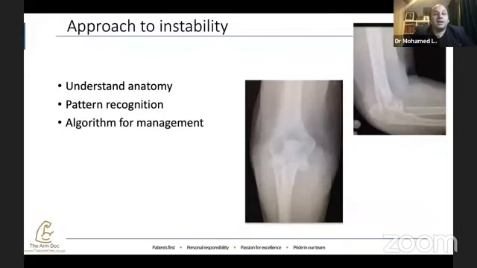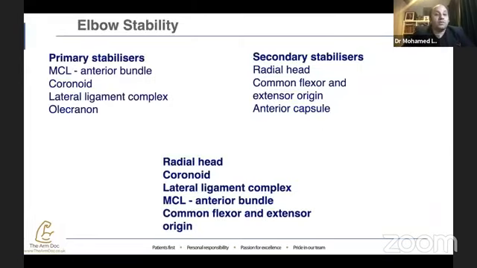So basically, elbow stability is a function of osseous and ligamentous constraints, as well as musculotendinous control. In order to manage these types of injuries properly, you have to understand the anatomy, recognize the pattern of the injury, and have an algorithm for management.